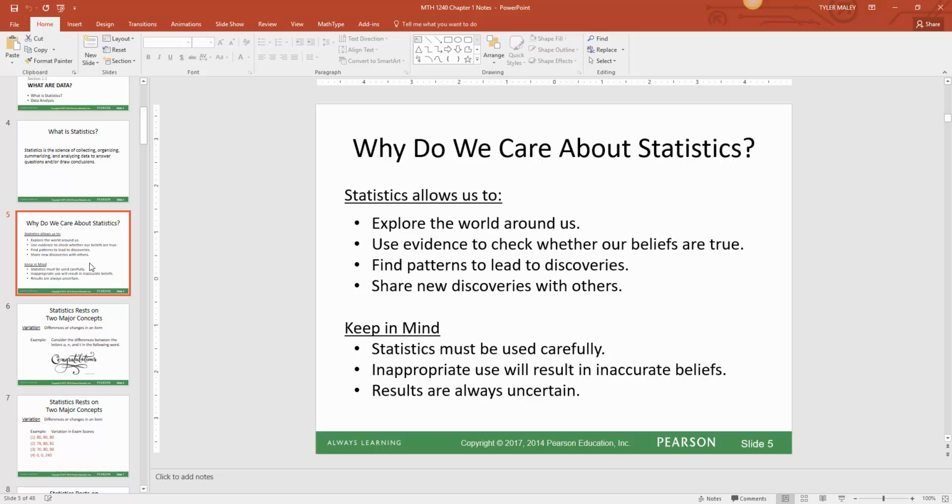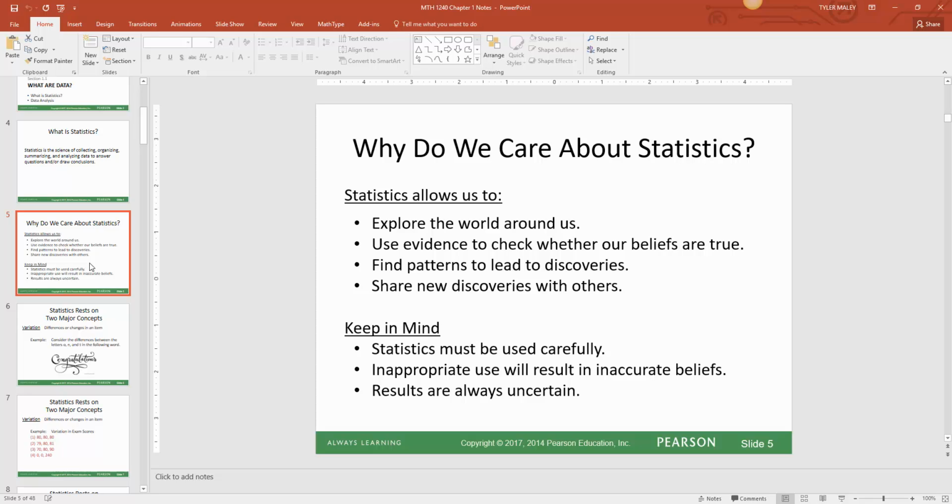So this slide asks, why do we care about statistics? Statistics allows us to explore the world around us, use evidence to check whether our beliefs are true, find patterns to lead to discoveries, and share new discoveries with others. So it allows us to do many nice things.